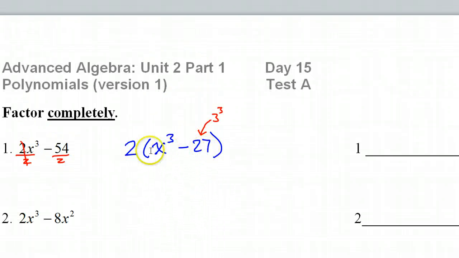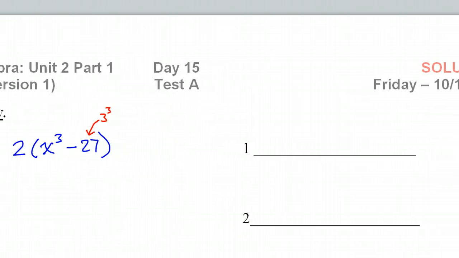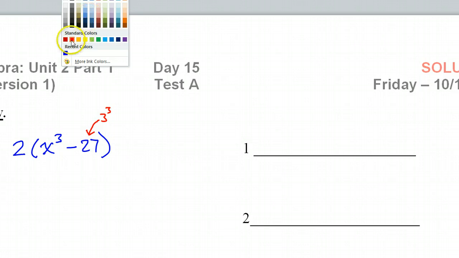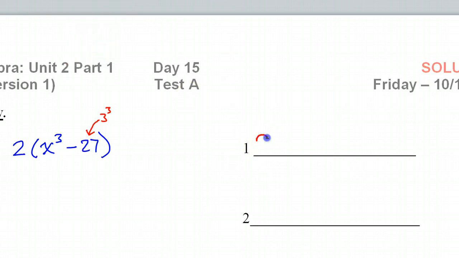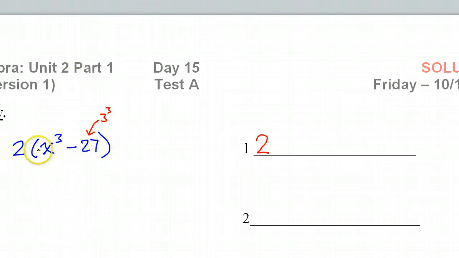Once you realize that you have the difference of two perfect cubes, then you have to remember the pattern. The pattern works like this. First of all, we're going to keep that 2. I'm just going to put that 2 out front, and that's going to stay there. Now focus on this part. This is the part that I'm doing now.